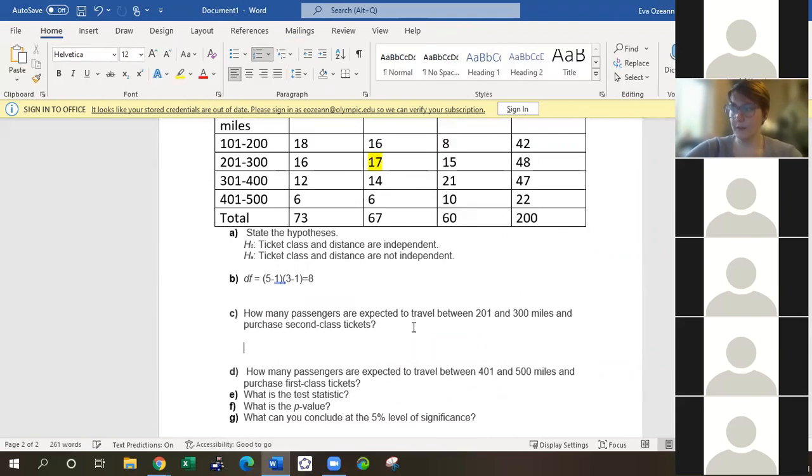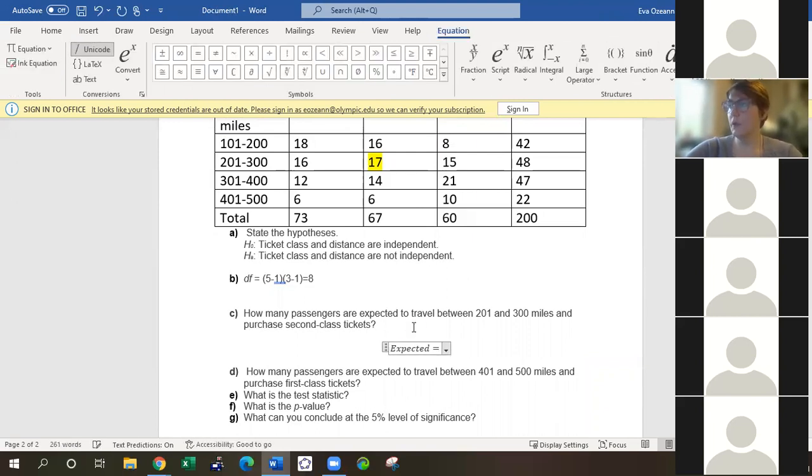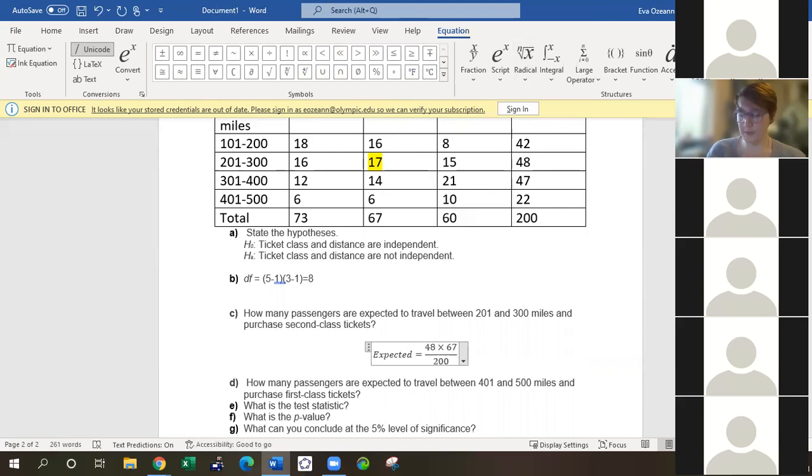So to find the expected value for that cell, we're going to have the row total, which is 48. So you go all the way to the end of the row, times the column total for that cell, which is going to be 67. And then you're going to divide by the overall total, which will be 200. Now remember, it's totally fine if this comes out to be a decimal because you're just trying to figure out what's expected. So we're going to have 67 times 48 divided by 200. So we're going to get about 16.08 for that expected value. So the observed was 17 and the expected is 16.08.